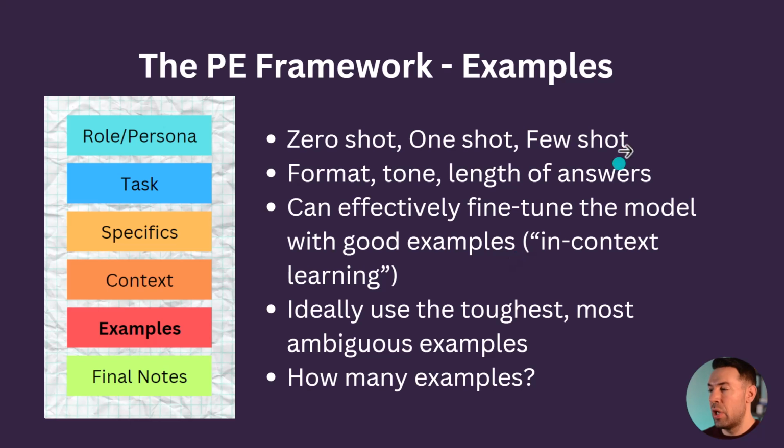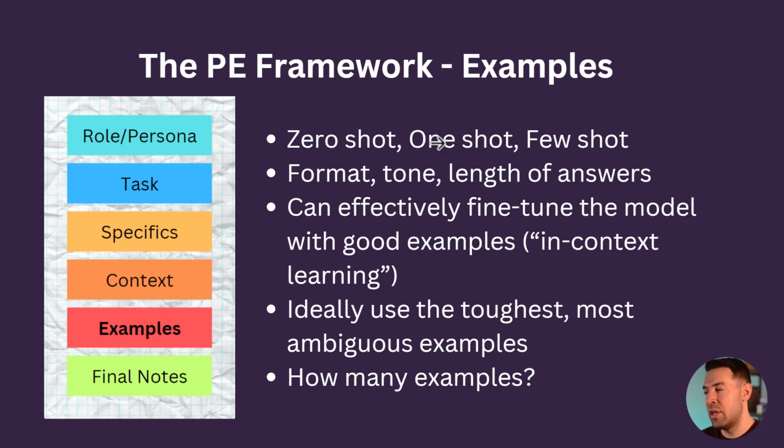With examples, you will want to use ideally the toughest, most ambiguous examples, because that allows the model to formulate its decision boundary. If you're familiar with that term in machine learning, where is the cutoff for classifying one thing this way versus the other? If you give it curveballs, confusing, ambiguous examples, and you give it the right answer that you want, it will have a much better idea when it encounters those examples in the future.